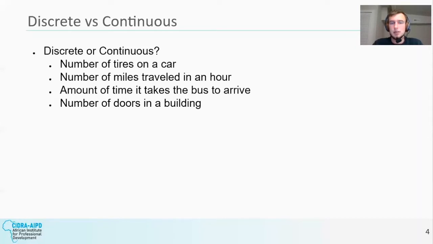The amount of time it takes a bus to arrive, for the same reason, you can't really pick out small intervals such that it's going to arrive exactly at 0 seconds, or exactly at 1 second. There are so many of them, and it's really difficult to divide, so we're going to call it continuous. And the number of doors in a building: 0, 1, 2, 3, 4. Again, does it map to natural numbers? If so, it's discrete.